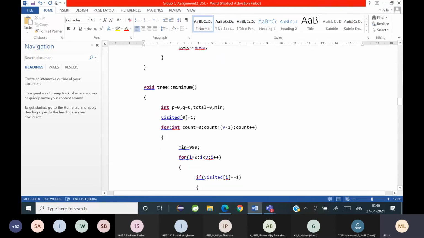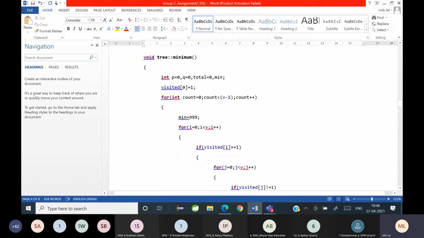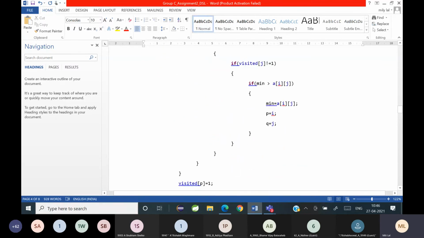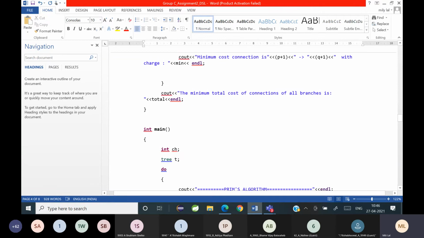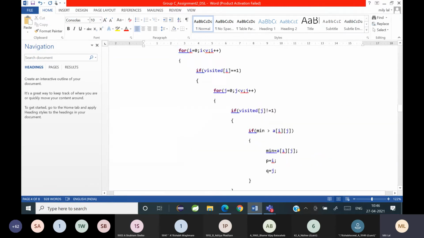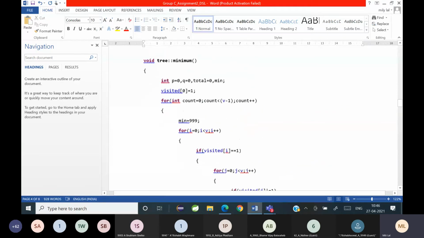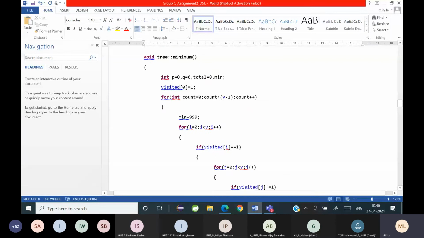Next is finding the minimum spanning tree. Now the algorithm works here. If you all remember the algorithm, we can see what is being done here. Once you are starting with the first node, they have taken visited 0 equal to 1. So we are going to start with node 0 here first.